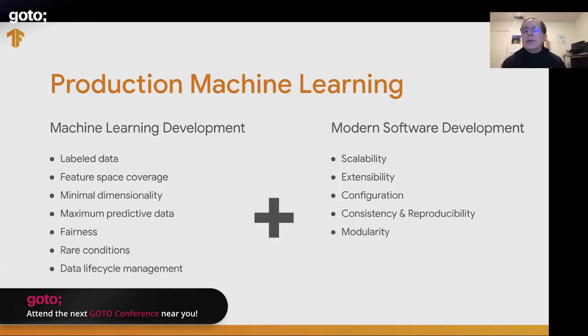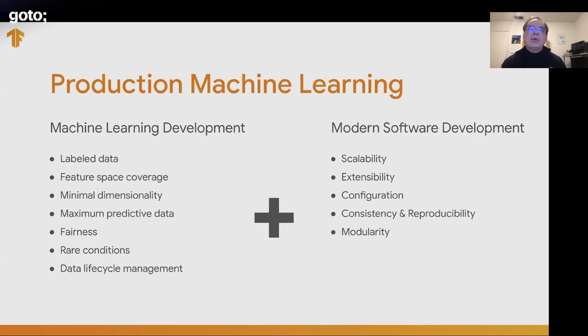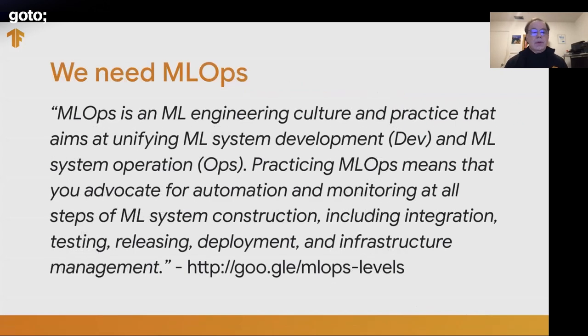Have we designed a modular system where we can plug and unplug different parts of our system to improve or change things? And have we followed best practices? We need to do all of that in a production machine learning environment, which really means what we need is to apply DevOps principles to machine learning use cases. So we need ML ops.